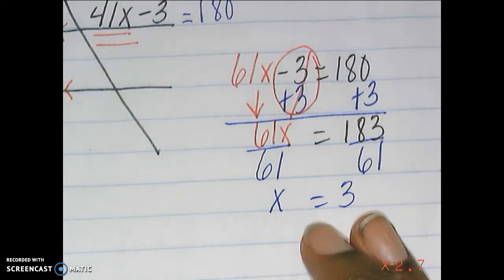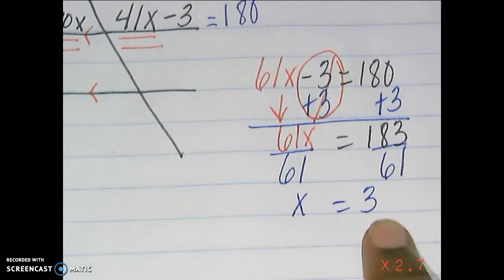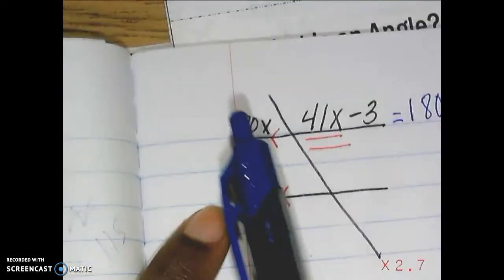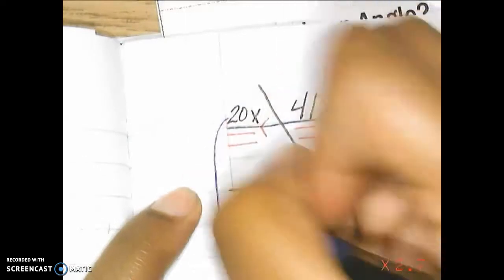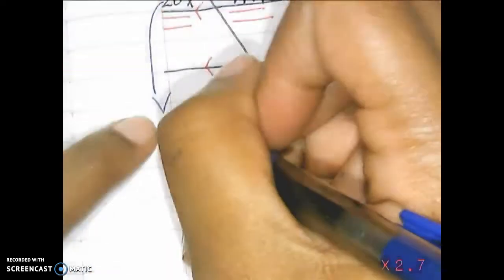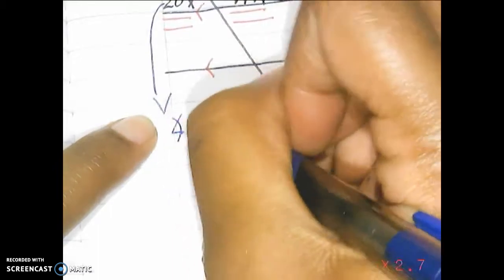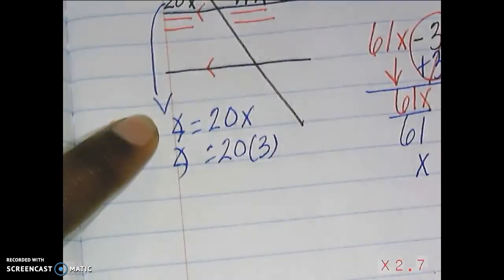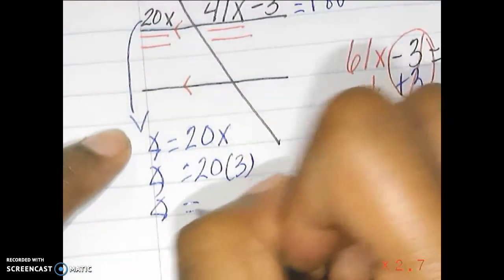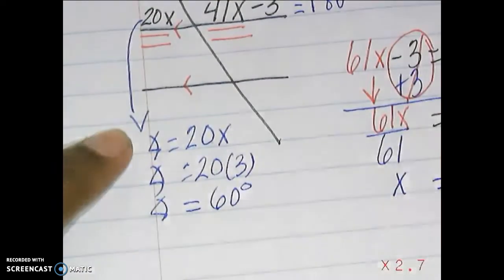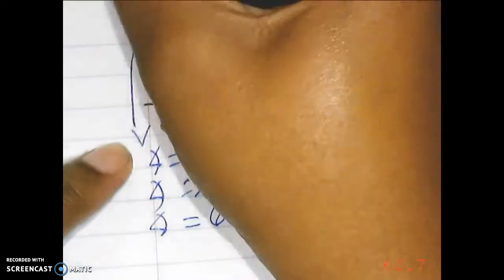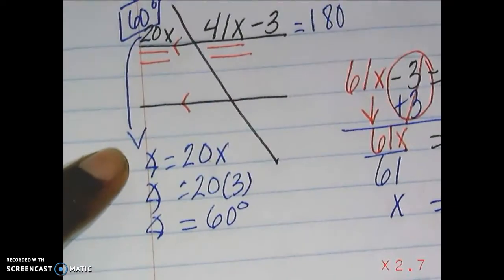Now, just in case I wanted to find out what those angles are to prove that what I just did is right, what I would do is take that 3 and plug it into those equations that we have there. For the first angle, 20x, I would plug in a 3 for x. And so that tells me that that specific angle is 60 degrees. I'm calling it that because I don't have any numbers or points to name them. So that angle is 60 degrees.